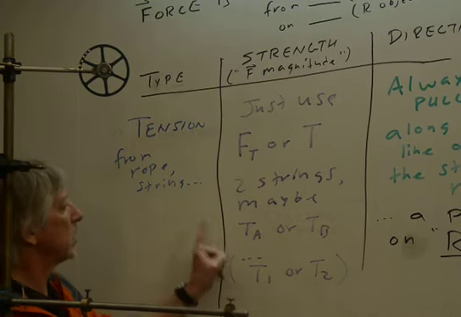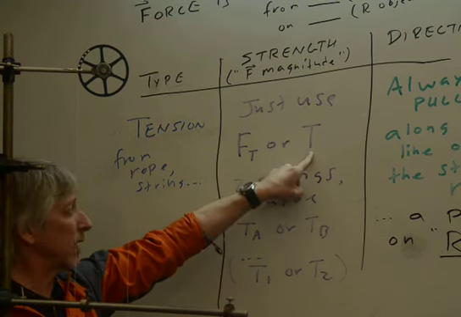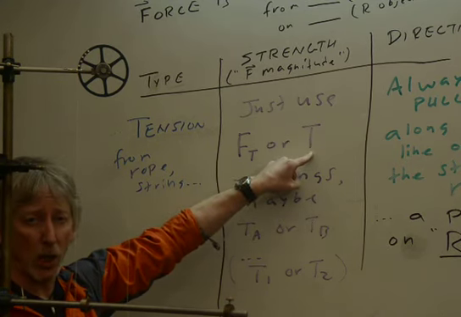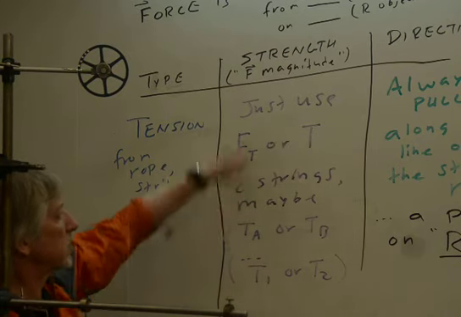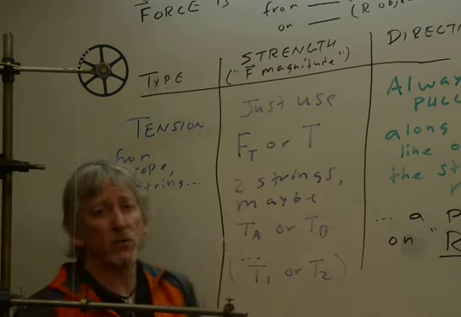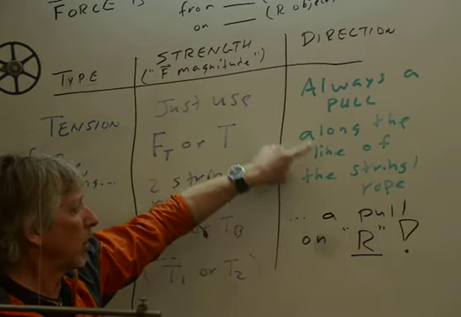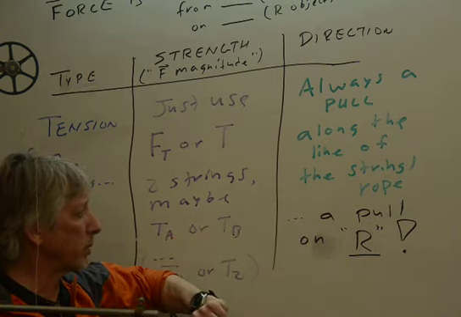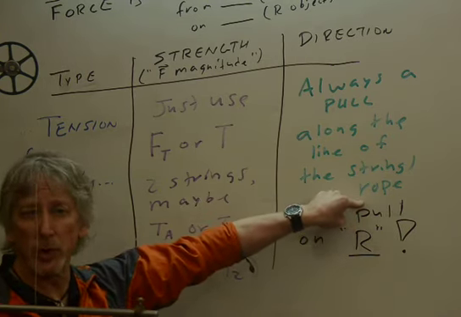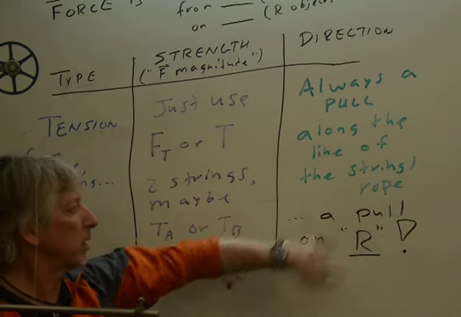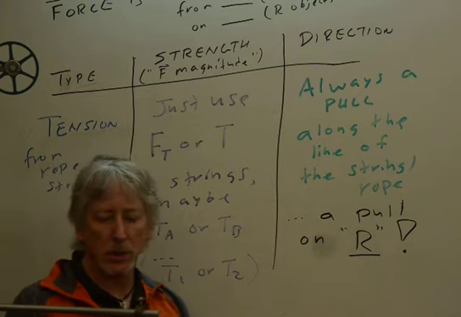If you have the same string, for now, we're going to have the same tension all along the string. It's not entirely true, but we're just going to throw it in there. There's no equation for the tension. Tension is always a pull along the line of the string or rope. But we aren't caring about the string or the rope. Usually, in upper division, you can actually look at that. But it's a pull on our object.